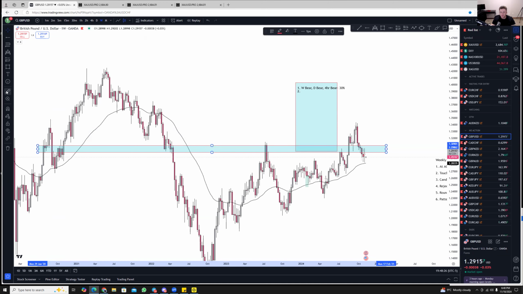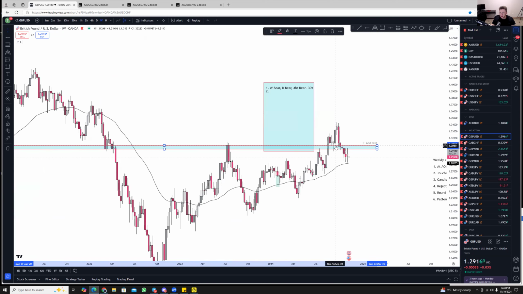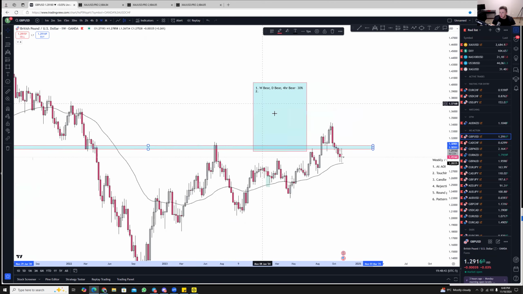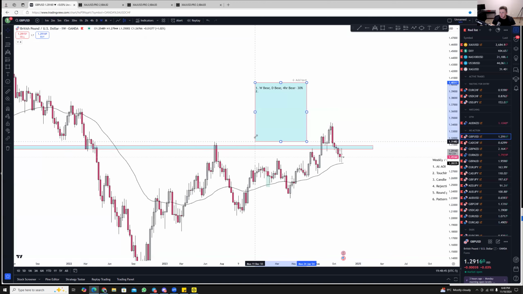Is that too big if we do that? It's 100 pips. We've got to cut that in half. Well, can we slide it up and do that? Boom. I like that. Good weekly zone there, just below. Yep, I like that. Let's get this box smaller.